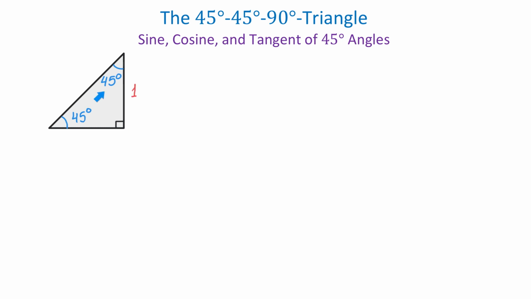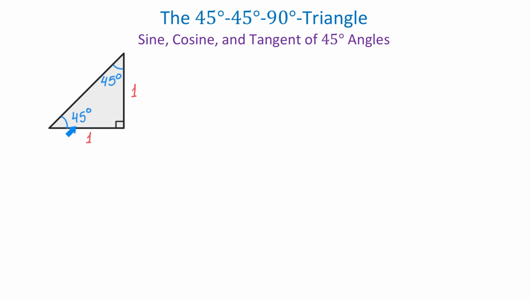Then, because these two angles are equal, these two sides are also equal. So then, the other side will also be 1. In other words, if in a triangle two angles are equal, then their opposite sides are also equal.